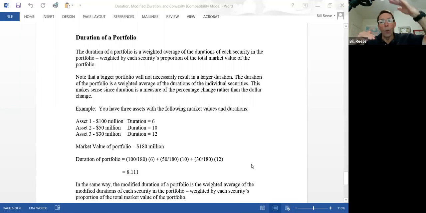Now, we usually like it when the value of our portfolio goes up, but it's risk because it can move up and down. Anything that can move up and down, that is risk. It's called interest rate risk because it's changes in interest rates that will cause changes to the value of our portfolio.